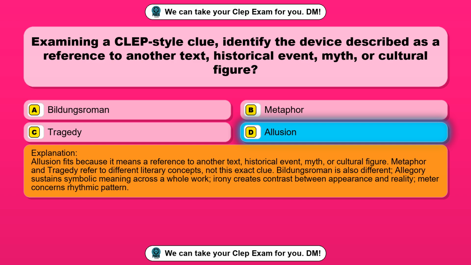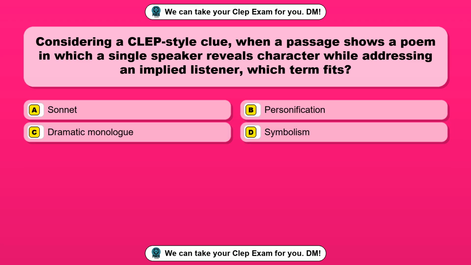Metaphor and tragedy refer to different literary concepts, not this exact clue. Bildungsroman is also different. Allegory sustains symbolic meaning across a whole work. Irony creates contrast between appearance and reality. Meter concerns rhythmic pattern.